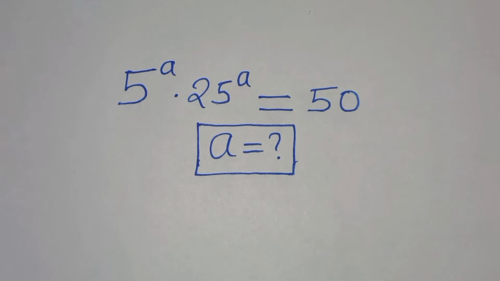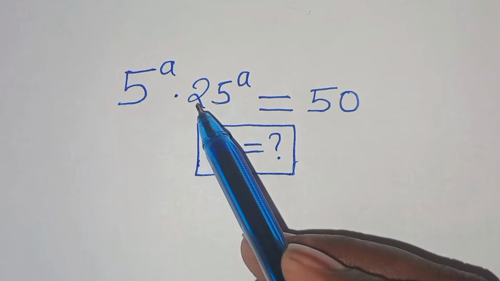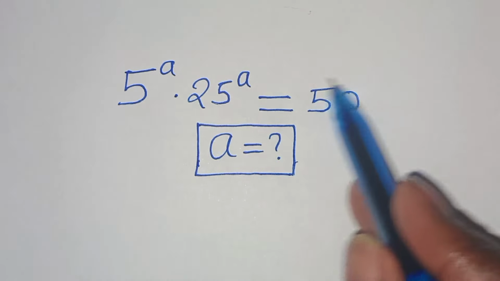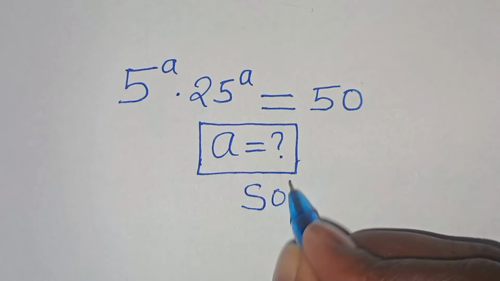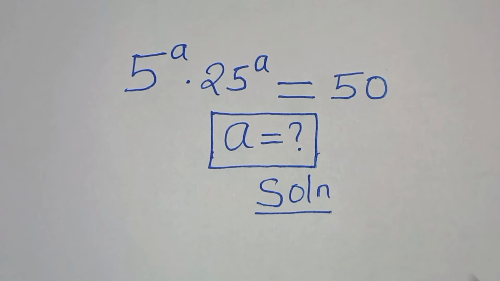You're welcome to solve this nice exponential equation, which is 5 to the power of a times 25 to the power of a. This is equal to 50. So what is the value of a? Now let's provide a solution from here.